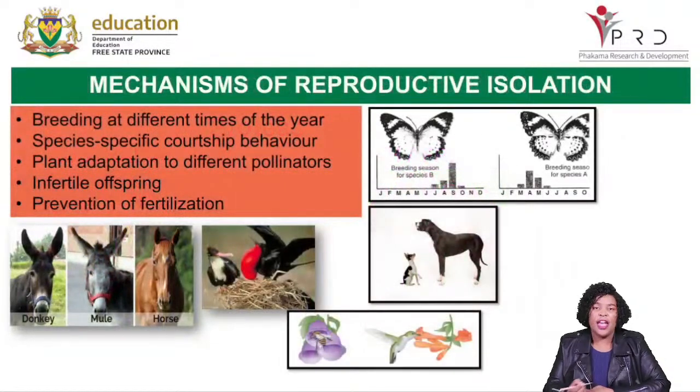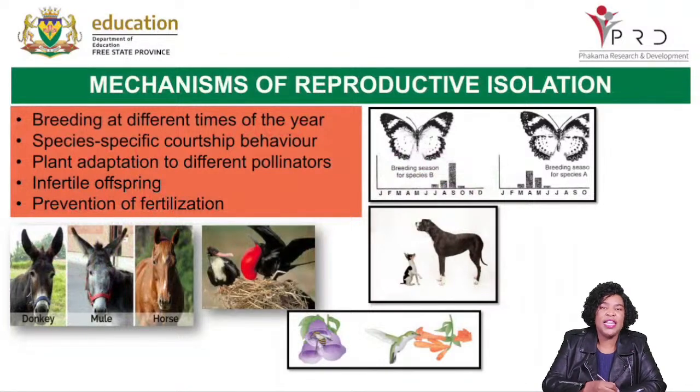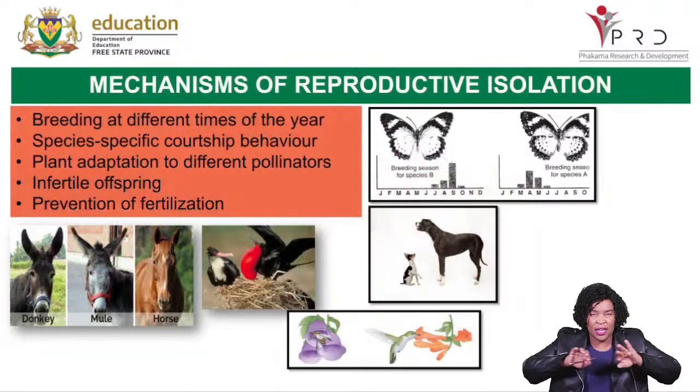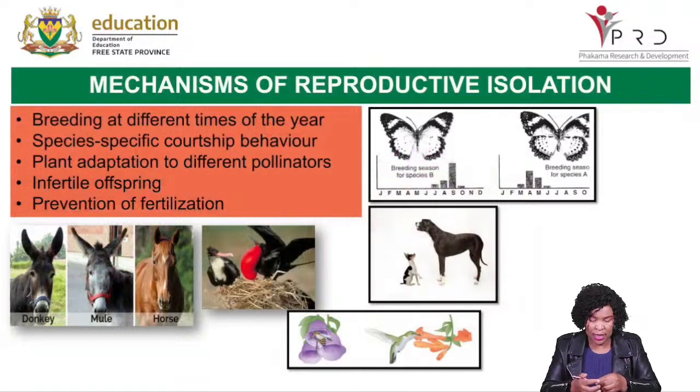Right. Then, once organisms have become different species, what makes them not able to interbreed? Remember, we said they will not be able to interbreed or produce a fertile offspring. These are the mechanisms that are going to keep them from being able to interbreed, meaning they keep them isolated from one another, or they stop them from being able to interbreed.